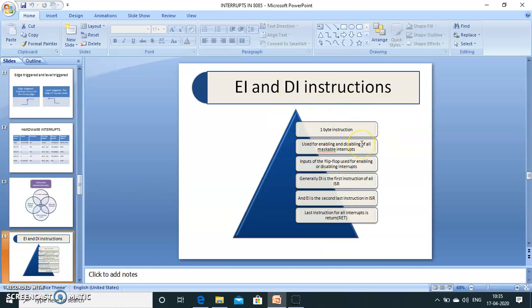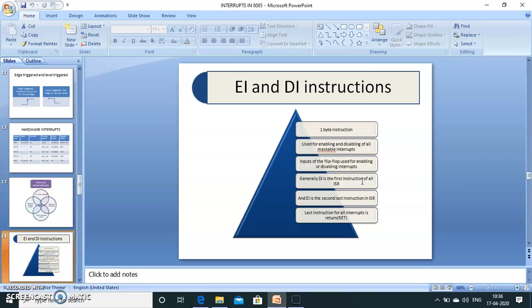EI and DI are one-byte instructions. When we write EI or DI in the main program, it goes to the input of the flip-flop which is used for disabling and enabling the interrupt. If DI is executed, unless EI is written in the program, no interrupt will be recognized. Generally, DI is the first instruction of the ISR, so that no interrupt comes to the microprocessor while the interrupt service routine is executing.